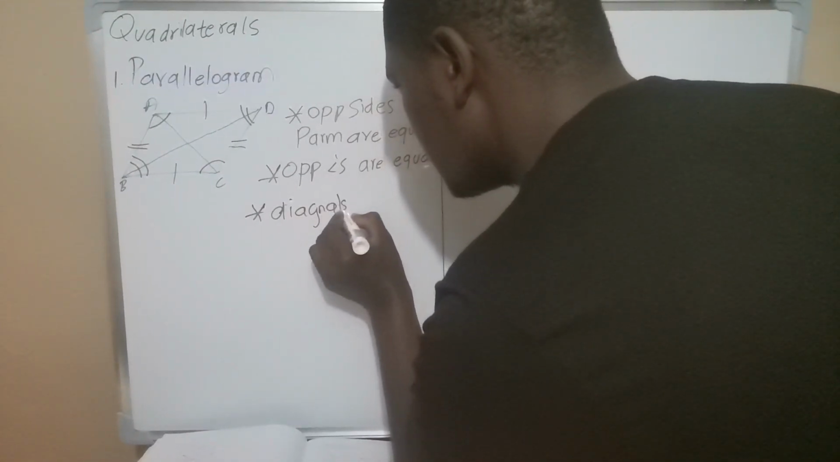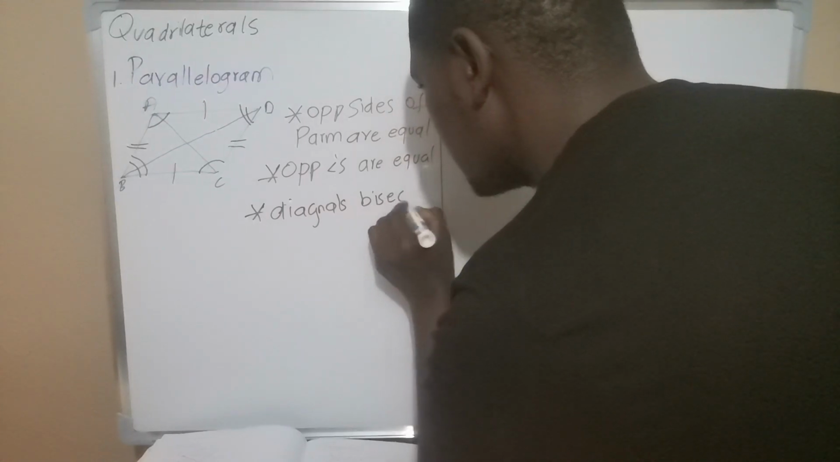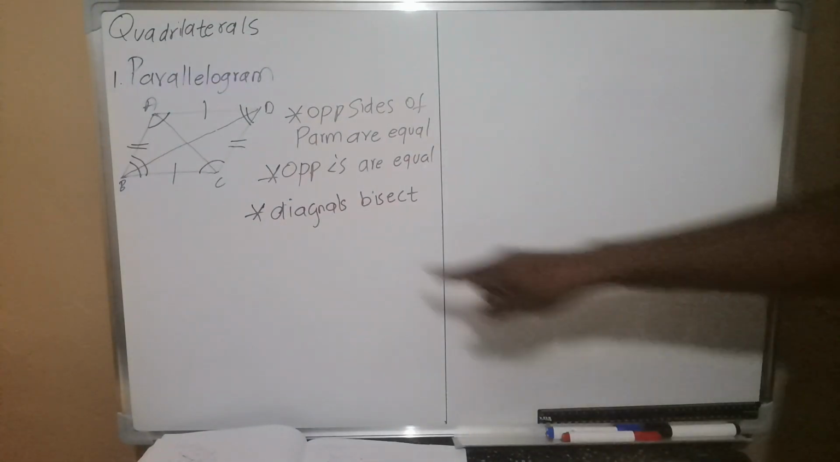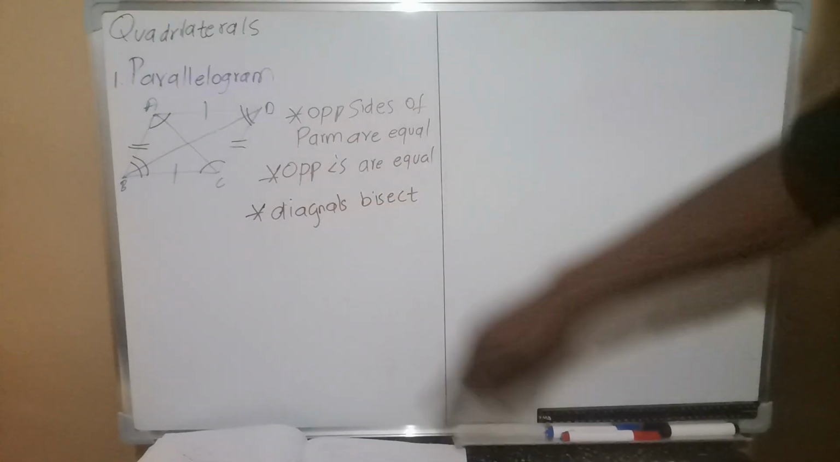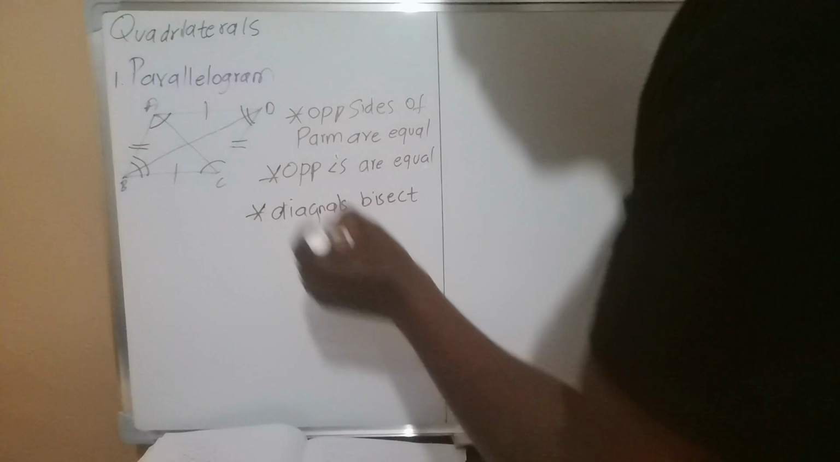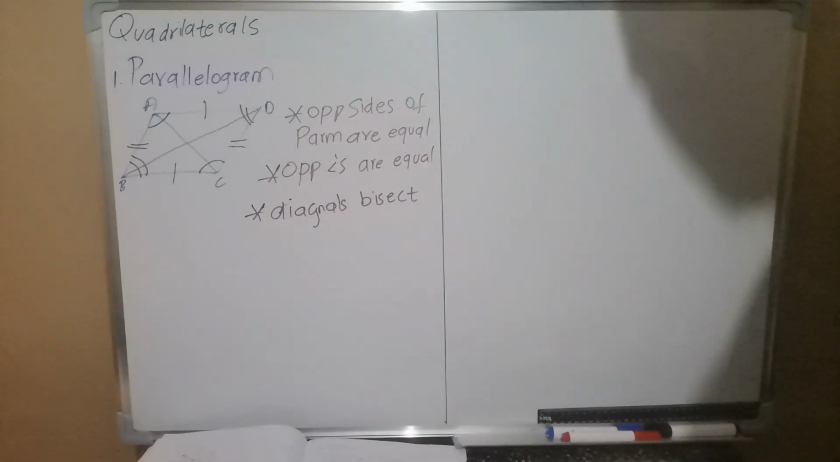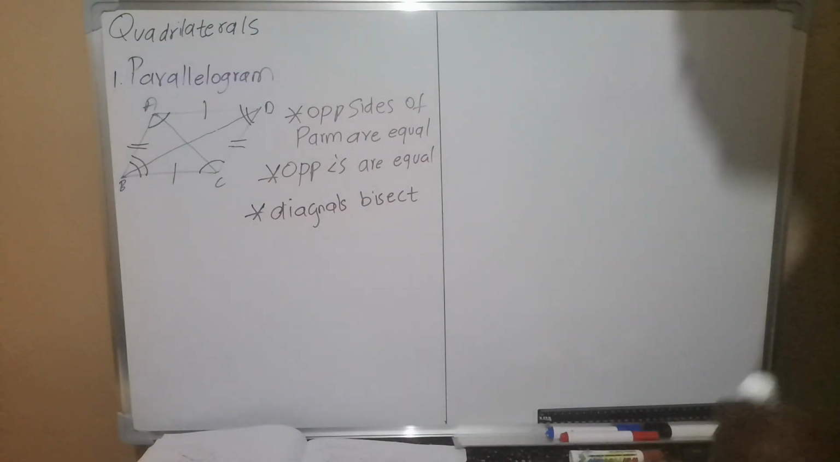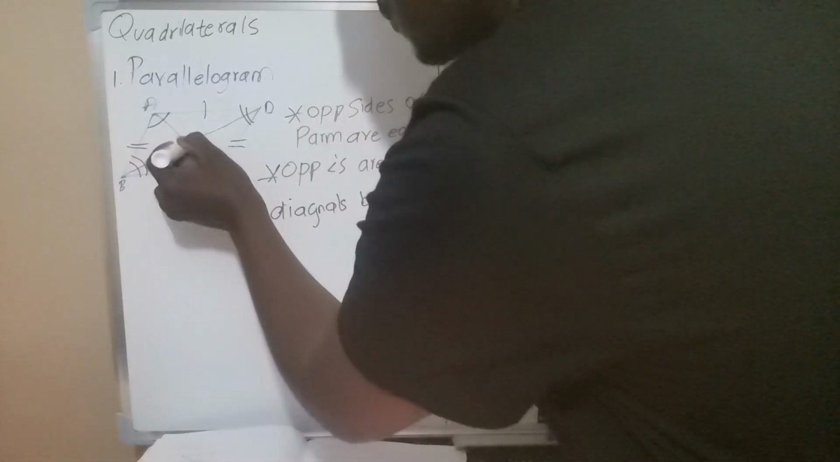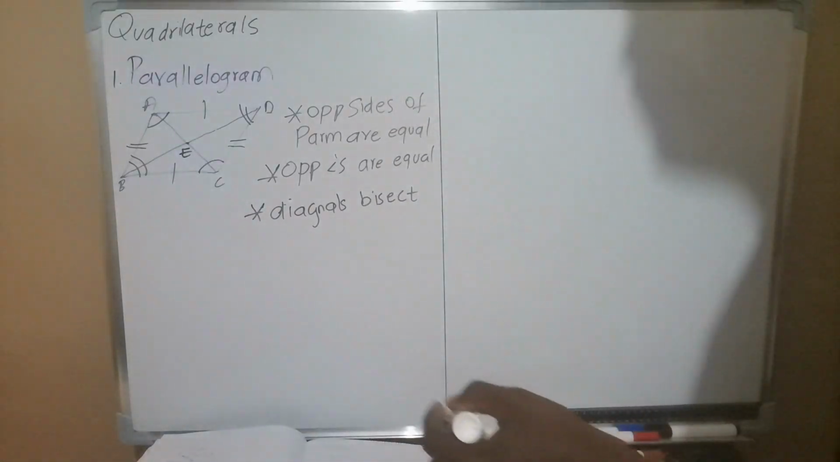Diagonals bisect. Diagonals of a parallelogram bisect. I forgot that the diagonals of a parallelogram bisect. You must know that. Now, this means, which diagonals? This diagonal. I'll just add E here, E for this point.